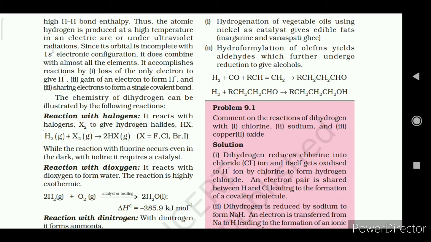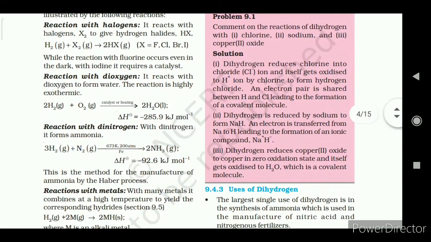Reaction with halogens. It reacts with halogens to give hydrogen halides. While the reaction with fluorine occurs even in the dark, with iodine it requires a catalyst. Reaction with dioxygen. It reacts with dioxygen to form water. The reaction is highly exothermic. Reaction with dinitrogen. With dinitrogen it forms ammonia. This is the method for the manufacture of ammonia by the Haber's process. Reaction with metals. With many metals, it combines at a high temperature to yield the corresponding hydrides. Reaction with metal ions and metal oxides. It reduces some metal ions in aqueous solution and oxides of metals into corresponding metals.